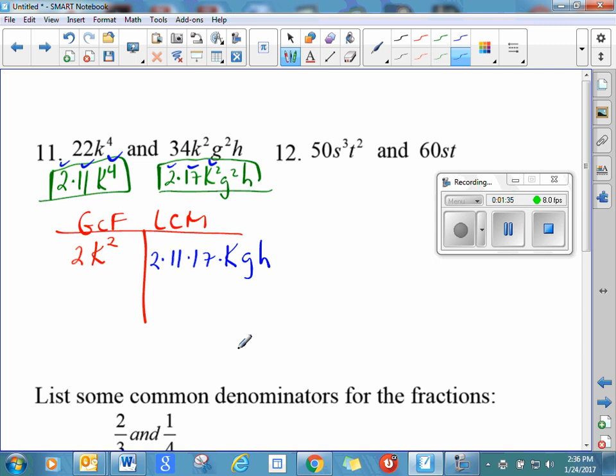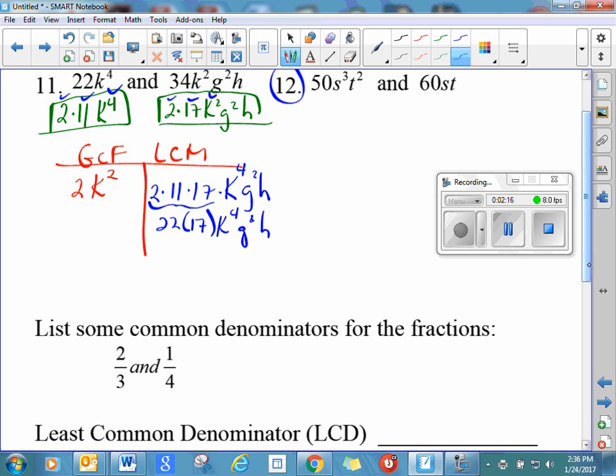So now I've got to go look and see what exponents I have going. Of course, 2, 11, and 17 are all to the first power, so it's really just the variables that I'm worried about for the exponents. I see a K to the 4th and a K squared. For the LCM, we take the highest. G, the only exponent we have on G is 2, and H, his exponent is 1. So I don't have a calculator, and I'm not going to take the time to do the arithmetic here, but whatever 22 times 17 is, would be the numeric part of your answer, K to the 4th, G squared, H. So you guys stop the video, do number 12, and we'll go over it when we come back to class.